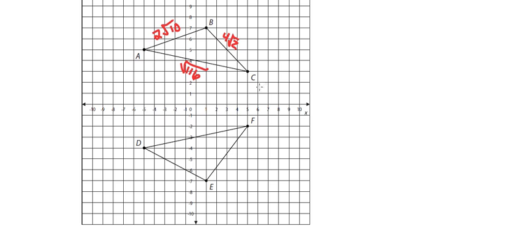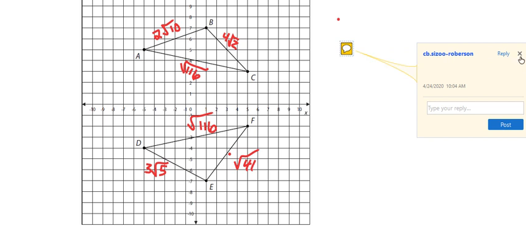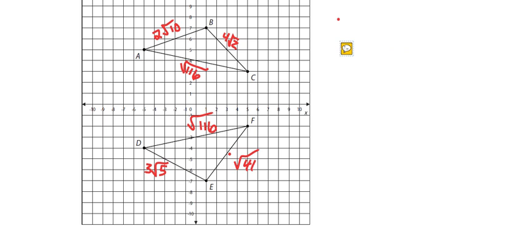Then on this other figure, you get that DE is 3√5. You get that side DF is still the square root of 116. And you get that this one here is the square root of 41. So you can already tell that since this side length hasn't changed, if these are similar, these side lengths wouldn't have been able to change either, and they have changed. So these are not similar because the scale factor does not apply to all 3 sides.